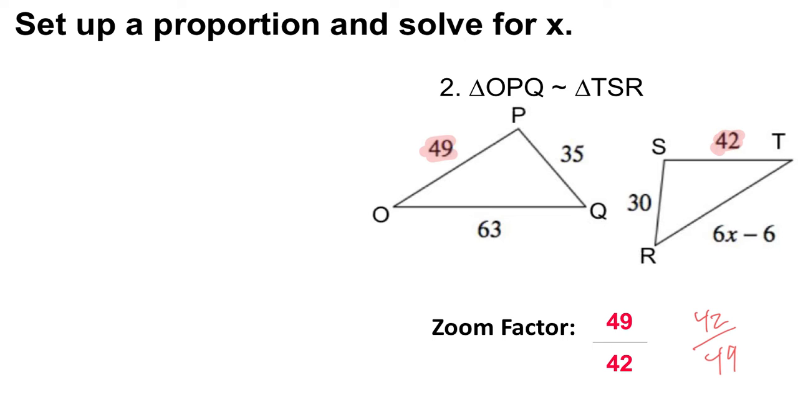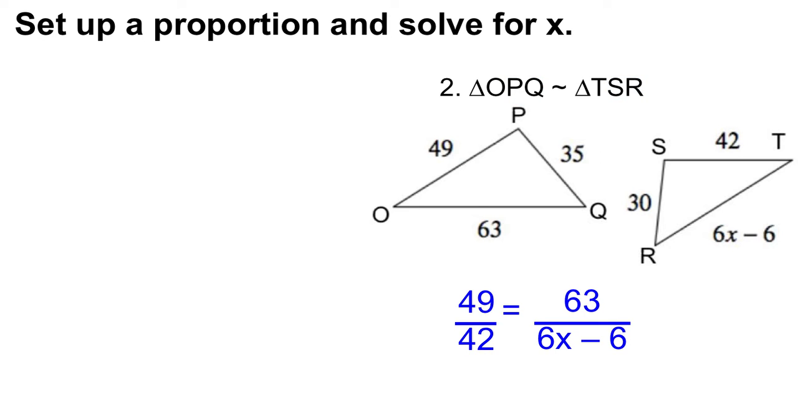You might have decided instead to use the 35. If you look, 35 is on PQ. If you look at your similarity statement, that would match up with SR. So if you wanted to use 35, to go with that you would use 30. So 35/30 would work, or you could reverse it, 30/35. If you wanted to reduce these fractions, both 49/42 and 35/30 reduce to the same thing. They both reduce to 7/6, or you might have done 6/7 as well.